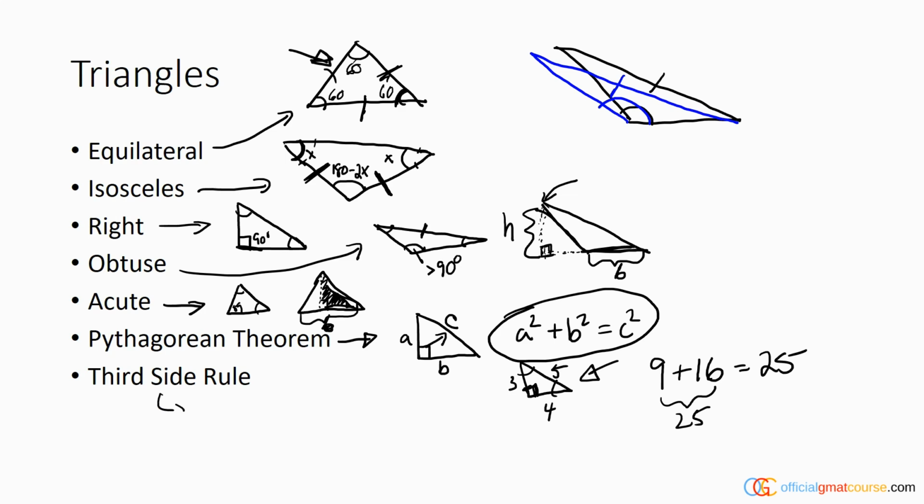Now the third side rule is an important rule, and it gets tested a decent amount. So it's important to know this rule. And this rule states that in a triangle, the longest side has to be shorter than the addition of the other two sides. Longest side is less than the two other sides combined.